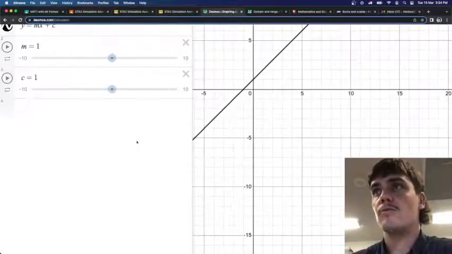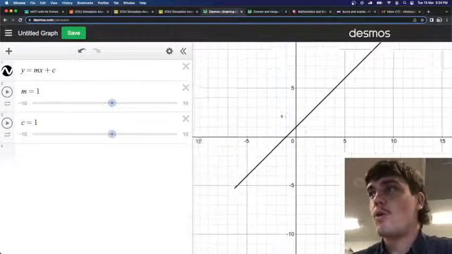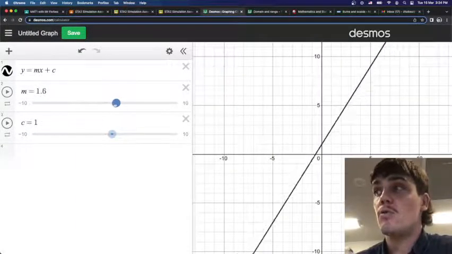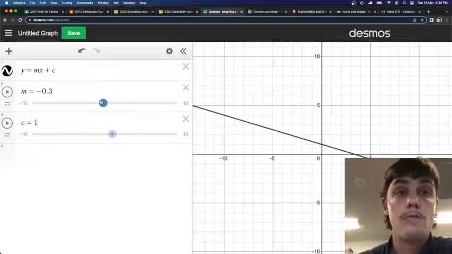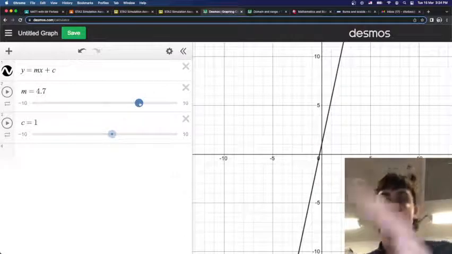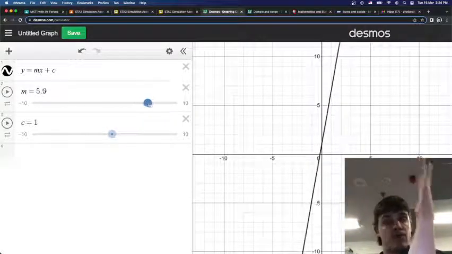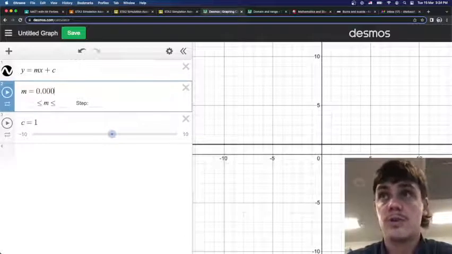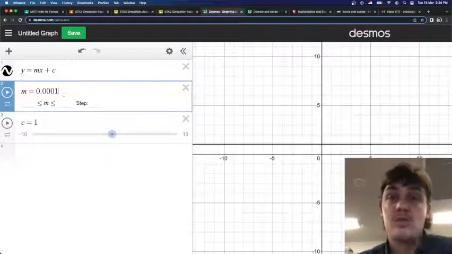Zoom out a little bit more for you. So on my graph here, we can see y equals mx plus c. The gradient is controlled by m. That's the slope of your line. When you have a really big one, it's nearly pointing straight upwards. But when you have a really small value, like 0.0001, it pretty much goes to being flat.